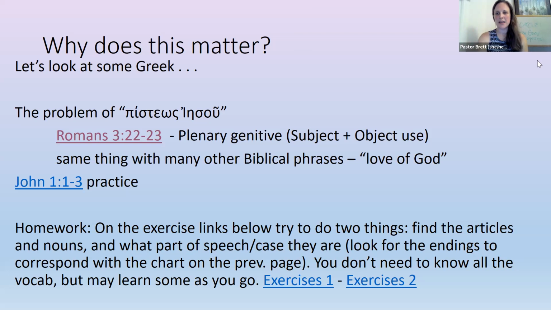The same thing applies to many other biblical phrases, like love of God. Is that God's love for us? Does love of God mean God's love, God is the one loving? Or does it mean the love is directed toward God as the object? Do you see how that can make a big difference?